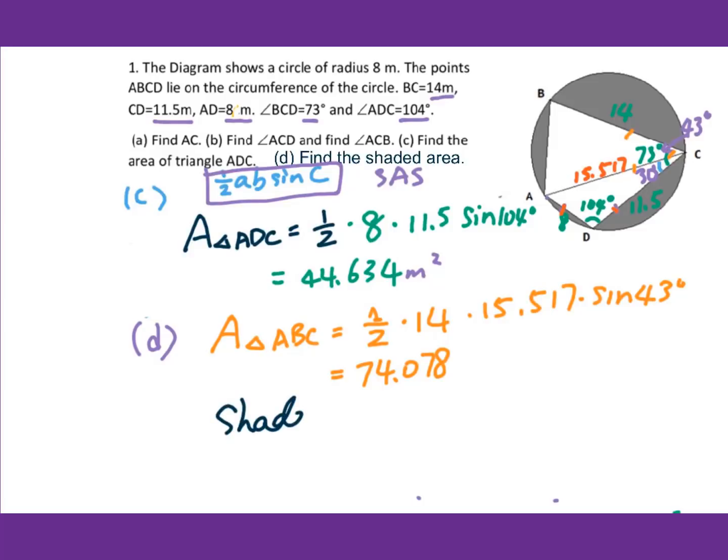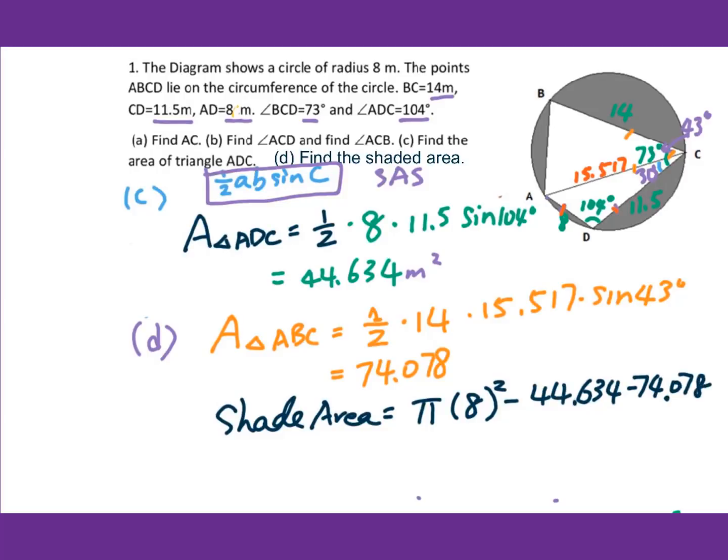Shaded area equals circle, that's pi r squared, radius is 8, squared, minus area of triangle ADC, that's 44.634. Then you minus 74.078. We will get 82.350 meters squared. That's the shaded area.